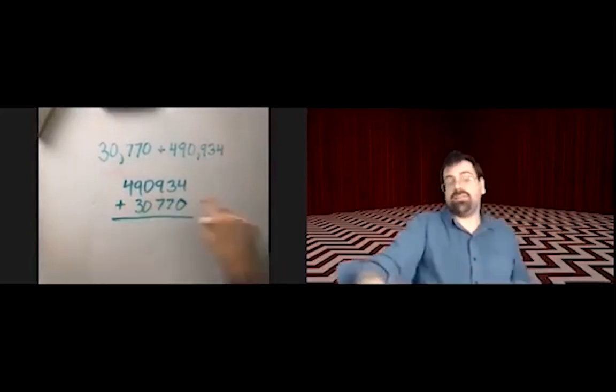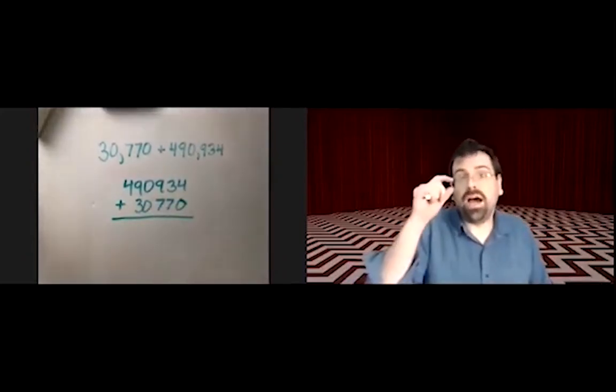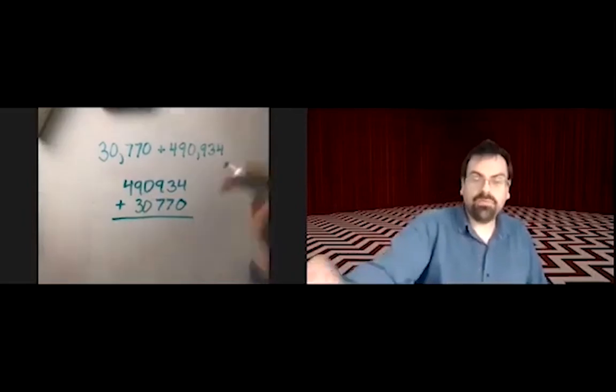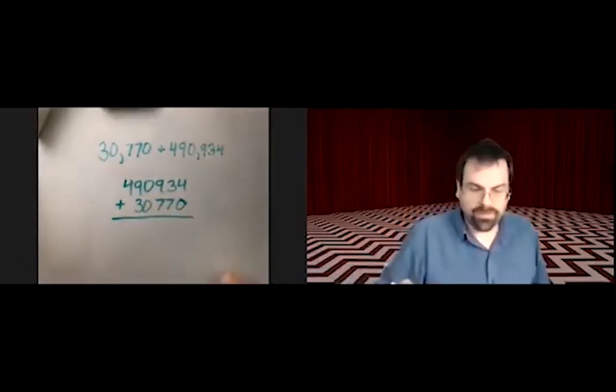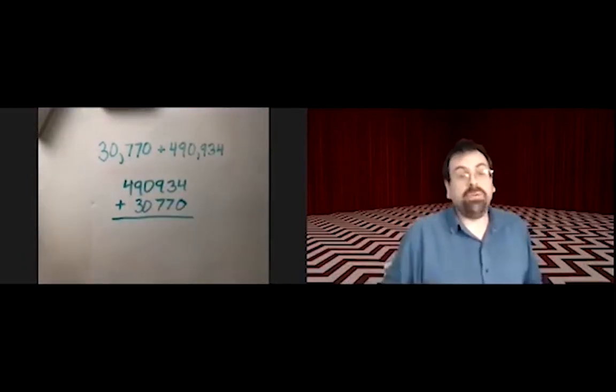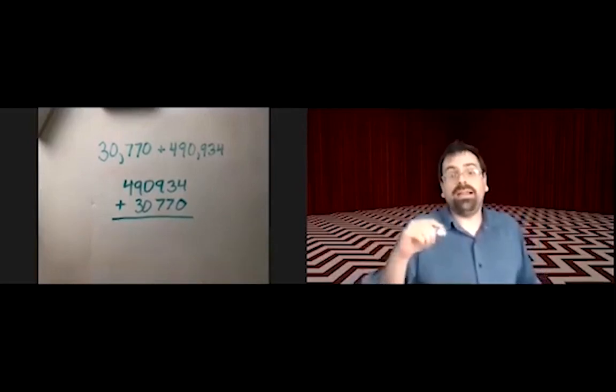So I'm going to tend to start writing them this way when I'm translating from horizontal single line to vertical. And how do we do this? We're going to do it one column at a time.